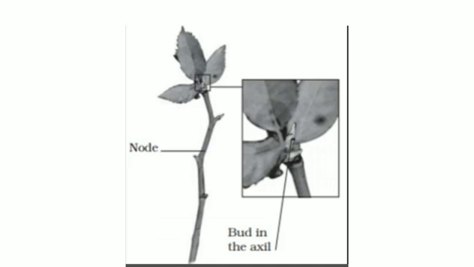You must have seen flower buds developing into flowers. Apart from flower buds, there are buds in the axil. Look at the picture. What is the axil? The axil is the point of attachment of the leaf at the node, and the buds in the axils of leaves develop into shoots.